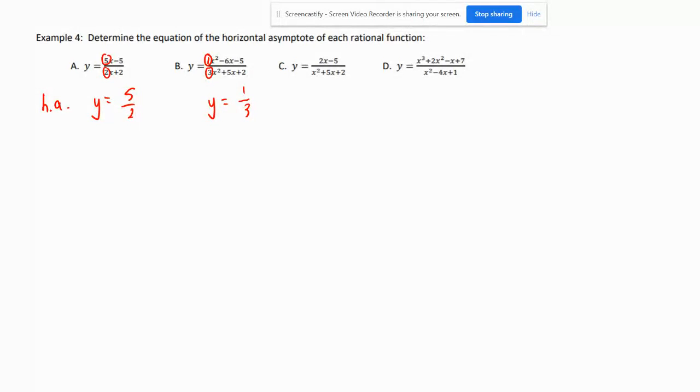Now it's a little bit trickier for this one over here because you see I have an x squared term in the bottom, but I don't have one in the top. So for this case, if I just write in a 0x squared, just so that the x squared is the same in the top and the bottom, I get 0 over 1, and that means y equals 0. Similarly, for example D here, I'm going to put a 0x cubed in the bottom, and there's a 1 in the top there. That means y equals 1 over 0, which is undefined. Therefore, there is no horizontal asymptote.